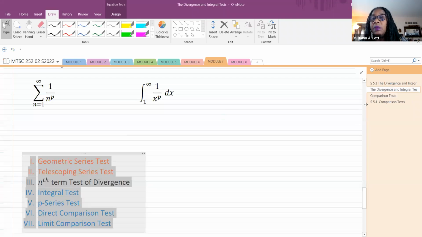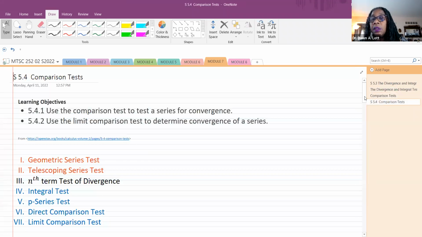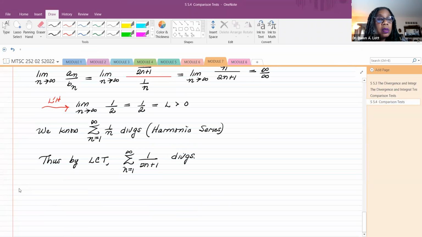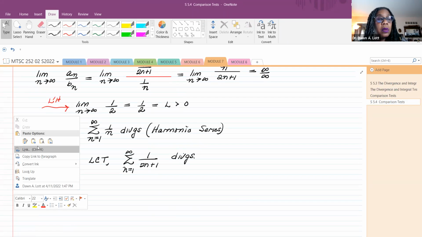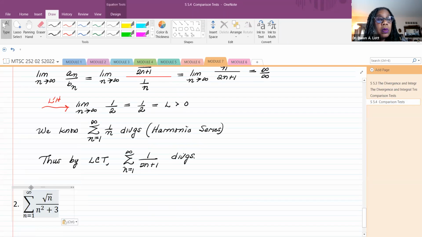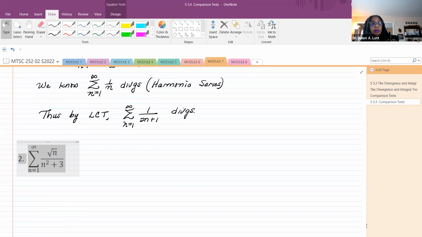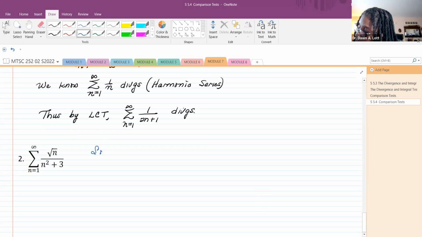Okay, so for this exam, this test, for this series, number 2. Okay, any questions for number 2? I'm going to take the square root of n, so here's my scratch work. So I'm going to take the square root of n over n squared plus 3.